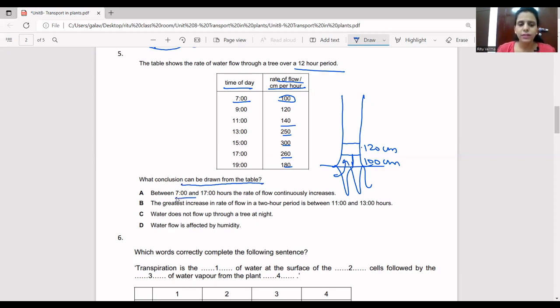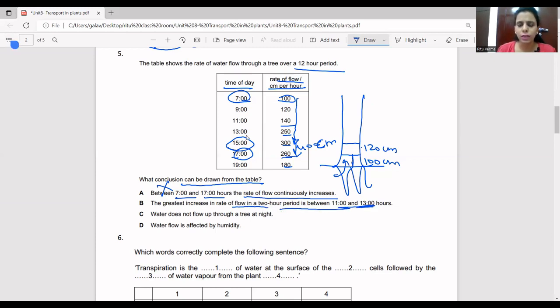First one is, between 7 and 17 hours, the rate of flow continuously increases. Now check here, 7, and here you have 17 hours. If you look here, the rate of flow continuously increased only till 15 hours, that means 3 p.m. in the evening, because after 3 p.m. the rate decreased by 40 centimeters. So this option is wrong. B, the greatest increase in rate of flow in a 2-hour period is between 11 to 13 hours.